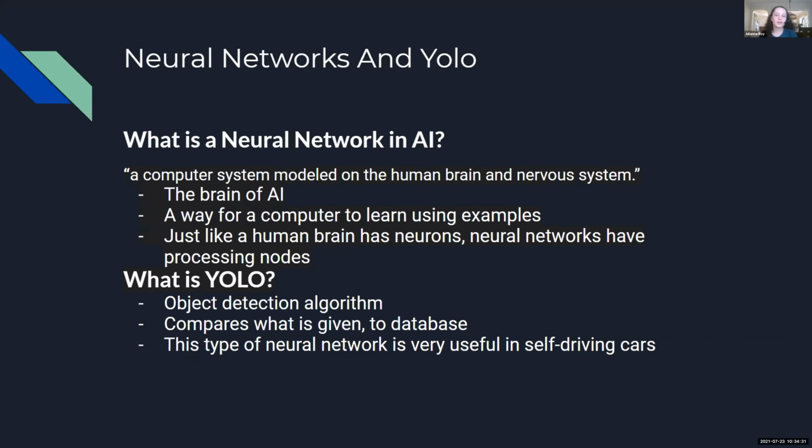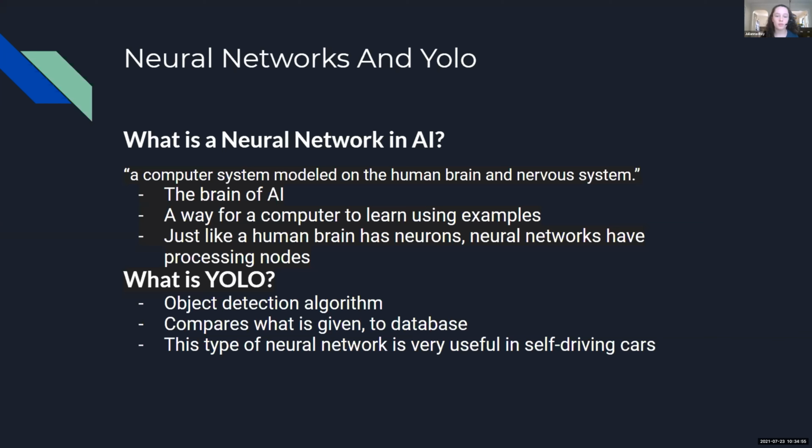A neural network in AI is a computer system modeled on the human brain and nervous system. It's basically like the brain of an AI computer. It's just a way for a computer to learn using examples it's seen before. Just like a human brain has neurons, neural networks have processing nodes that help it make connections.